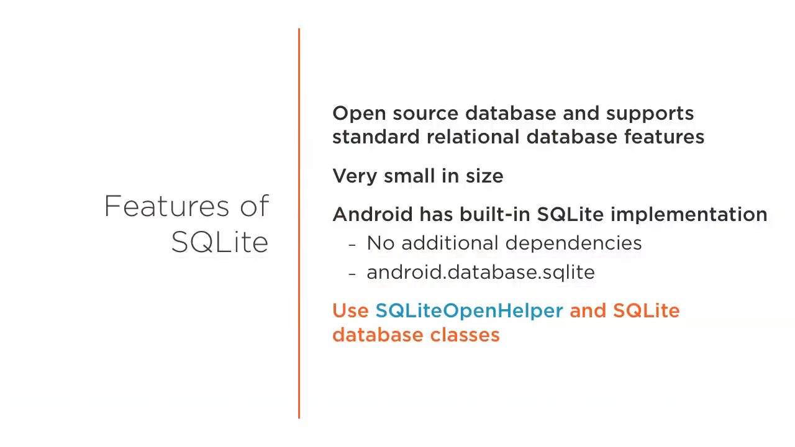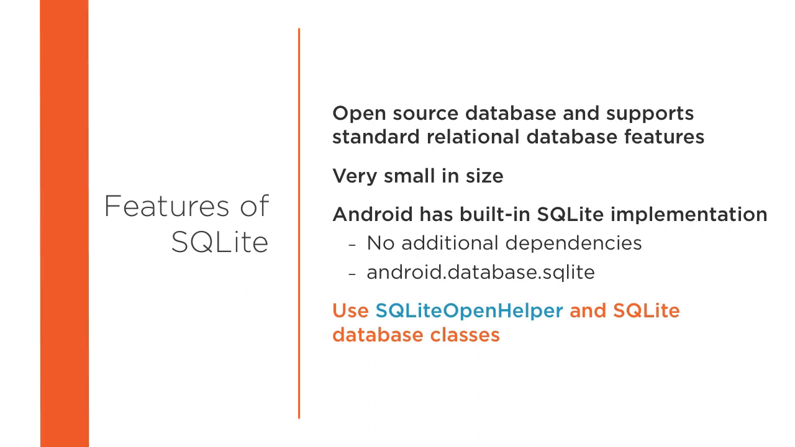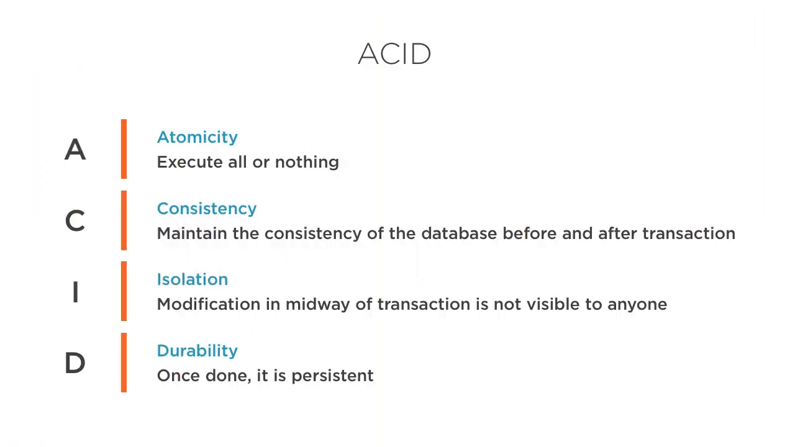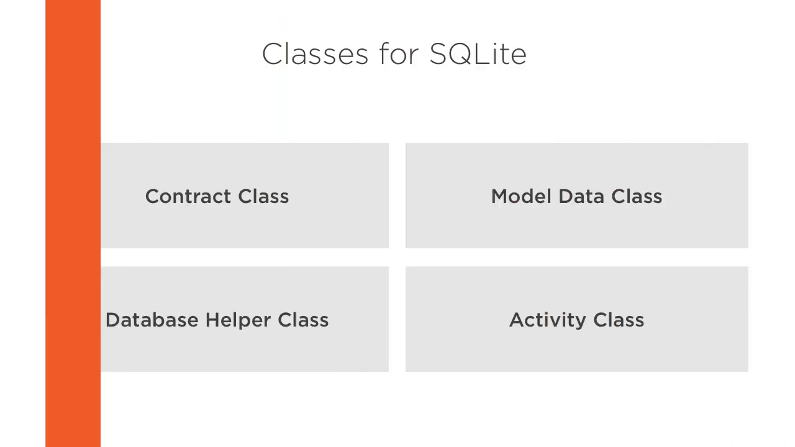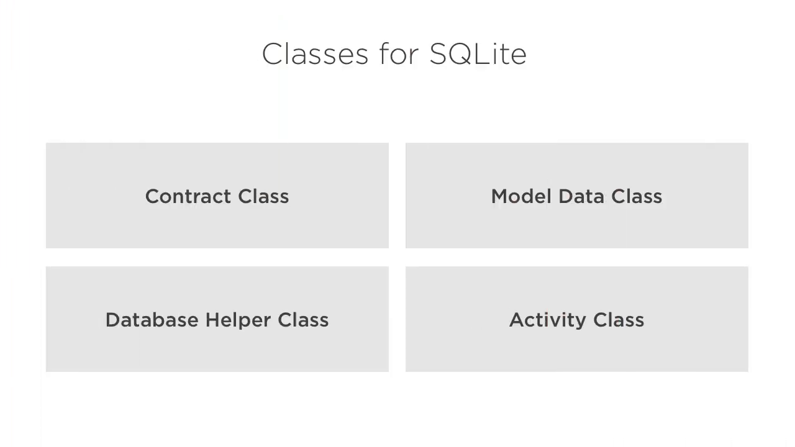For a very long time, SQLite has been our main choice for storing structured data persistently on mobile. It is a self-contained, serverless, zero configuration and a transactional SQL database engine, which is built in Android. In this course, we are going to see how to use SQLite to store our app data persistently.